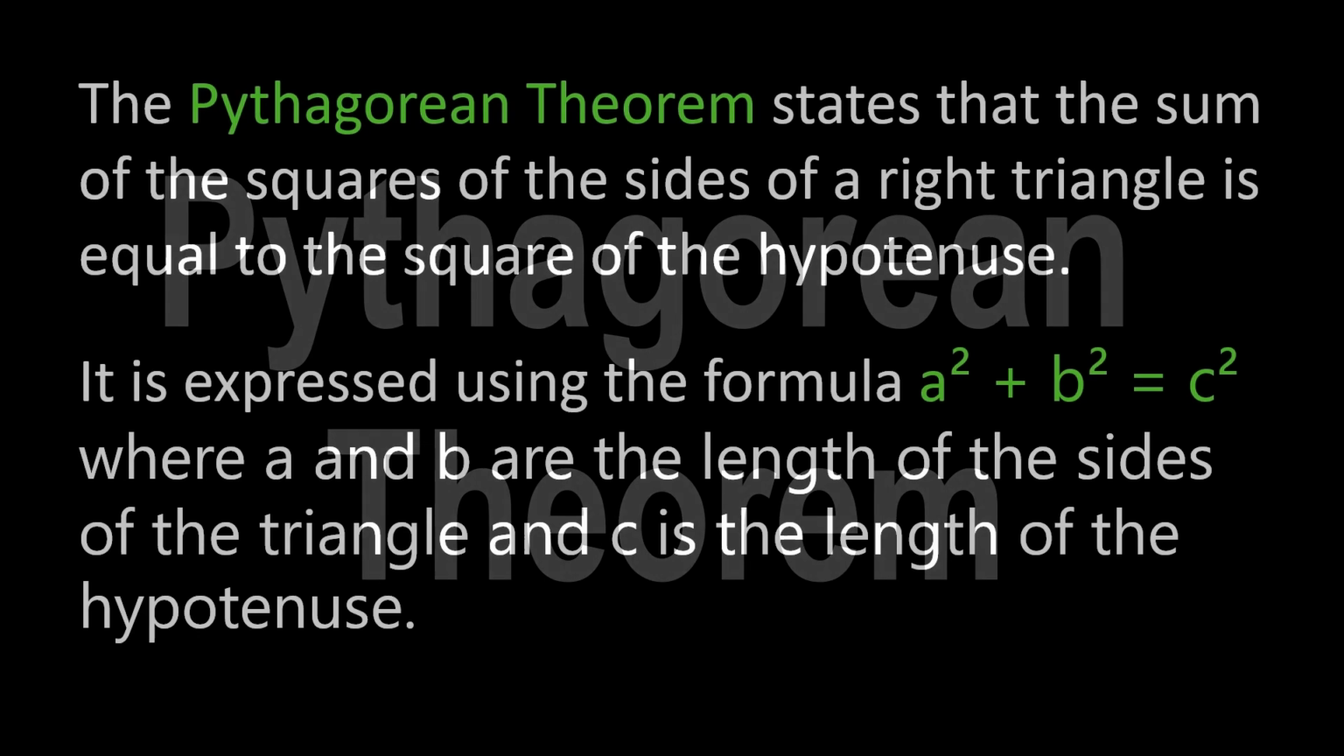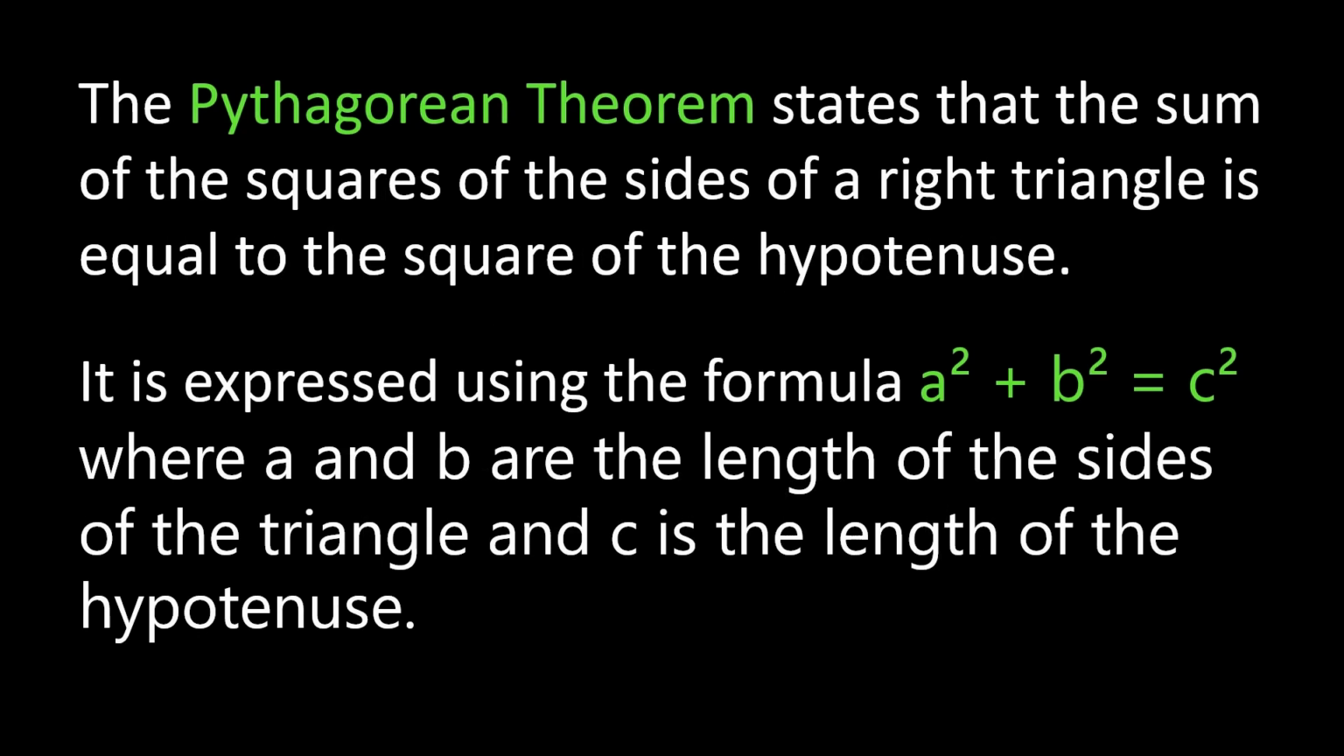In this video, we're going to use the Pythagorean theorem to find the distance between 2 points. The Pythagorean theorem states that the sum of the squares of the sides of a right triangle is equal to the square of the hypotenuse. It's expressed using the formula a squared plus b squared equals c squared, where a and b are the lengths of the sides of the triangle and c is the length of the hypotenuse. And we can use this theorem to find the distance between 2 points. Let's take a look at our examples.